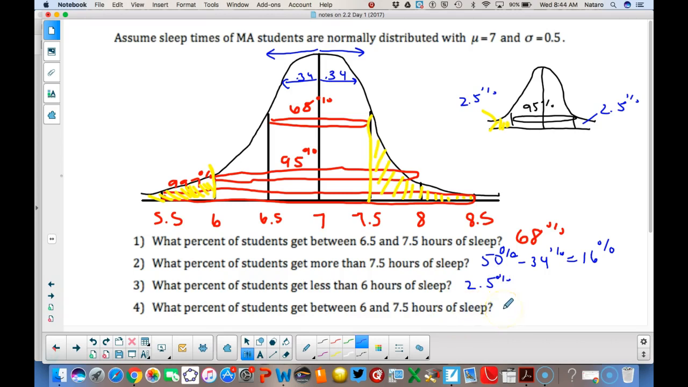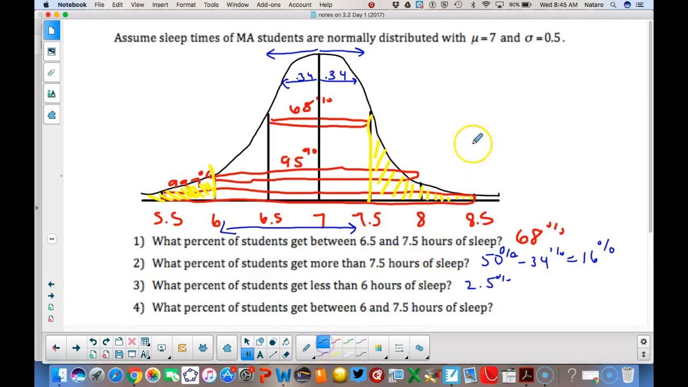And then finally, question 4 here, what percent of students get between 6 and 7.5 hours of sleep? So that would be here. I will give you a second to pause the video and think about this for a moment. So let's think about this for a second. We're asked to find what percent of students get between 6 and 7.5 hours of sleep. So that is between 2 standard deviations to the left. And so we already know that this represents 47.5%. And you might say, why is that 47.5%?